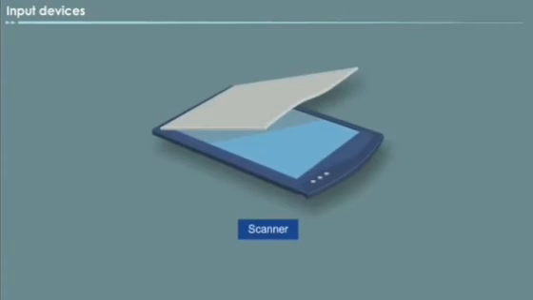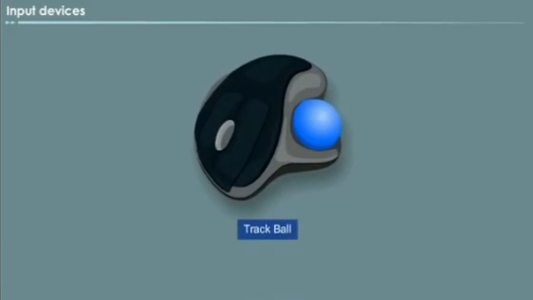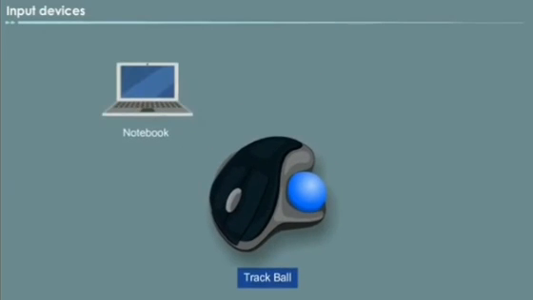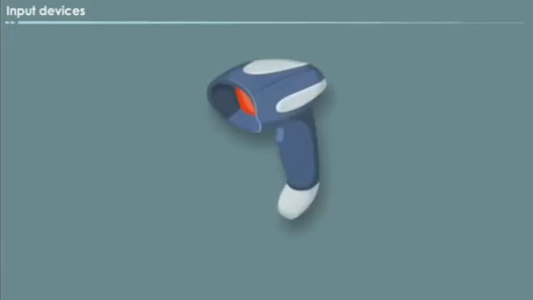Scanner. Scanners allow you to convert pictures and photographs to your computer. A scanner scans the image and transfers it to the computer. Trackball. Trackball is an input device that is mostly used in notebook or laptop computers instead of a mouse.